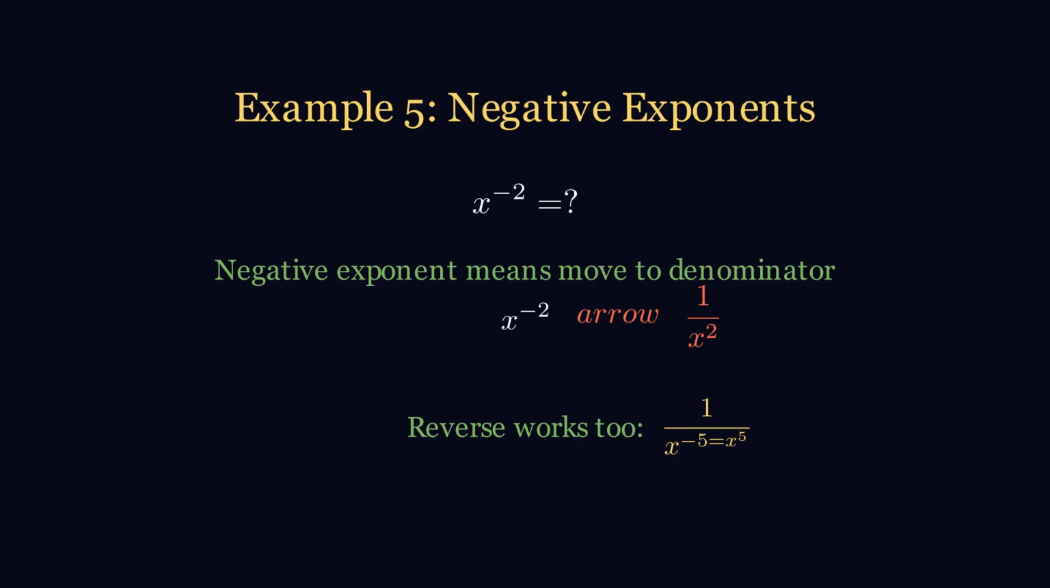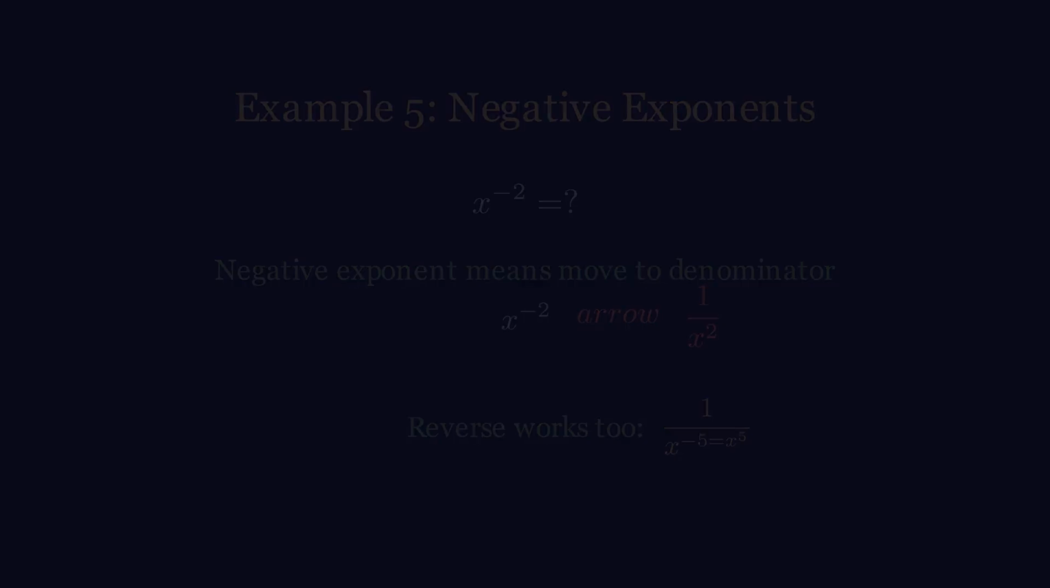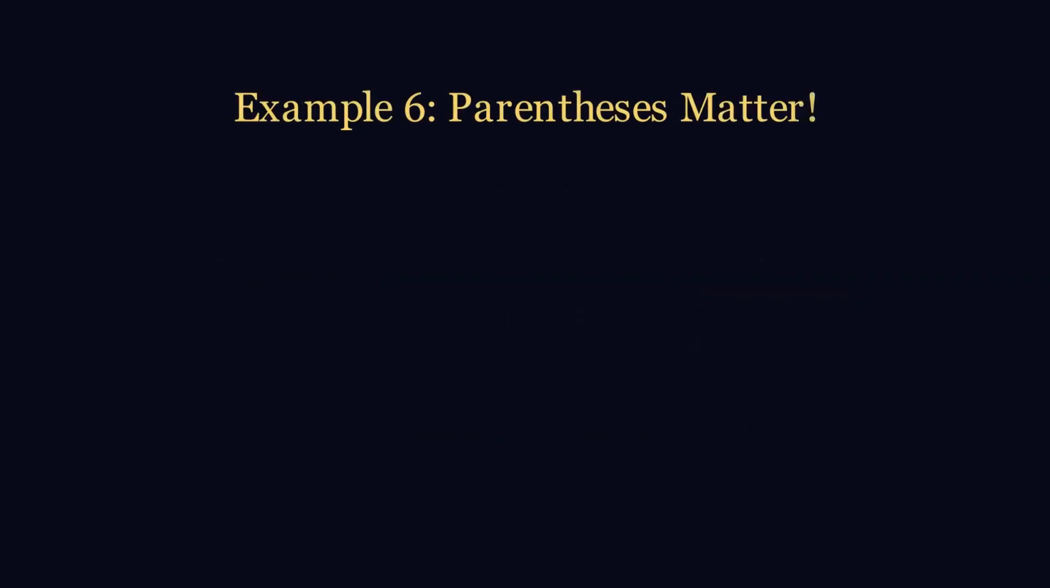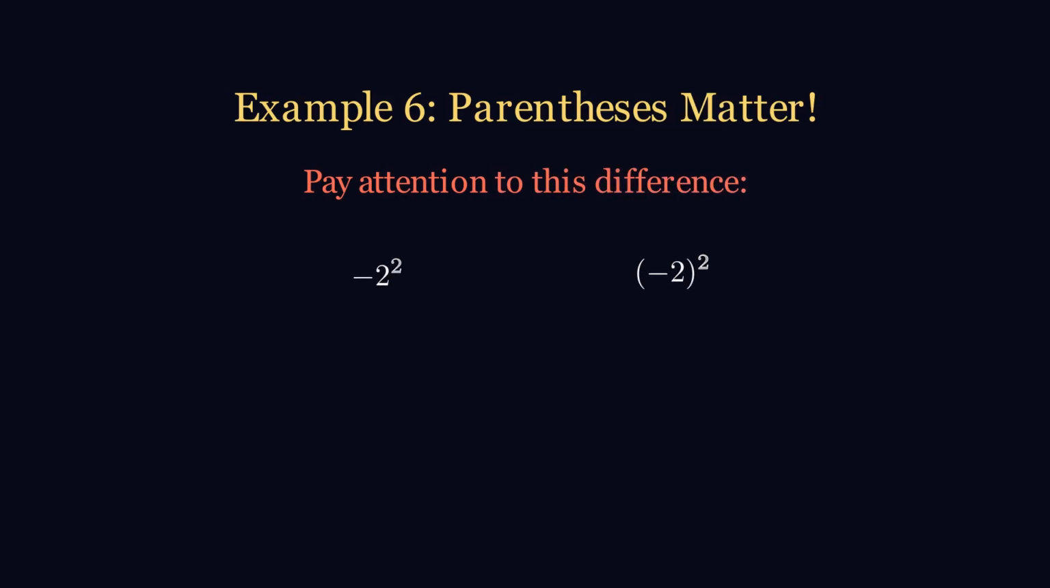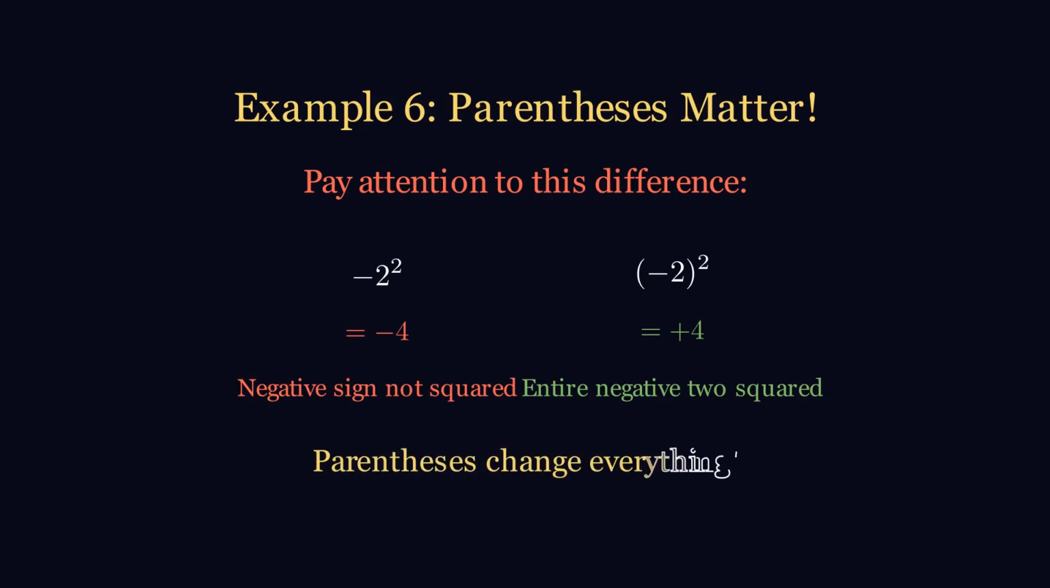Here's a crucial distinction that trips up many students. Pay close attention to this example. What's the difference between negative 2 squared and negative 2 squared in parentheses? These look similar but give completely different answers. Negative 2 squared without parentheses means we have a negative sign in front of 2 squared. The exponent only applies to the 2, not the negative sign. So we get negative 1 times 2 squared, which equals negative 4.